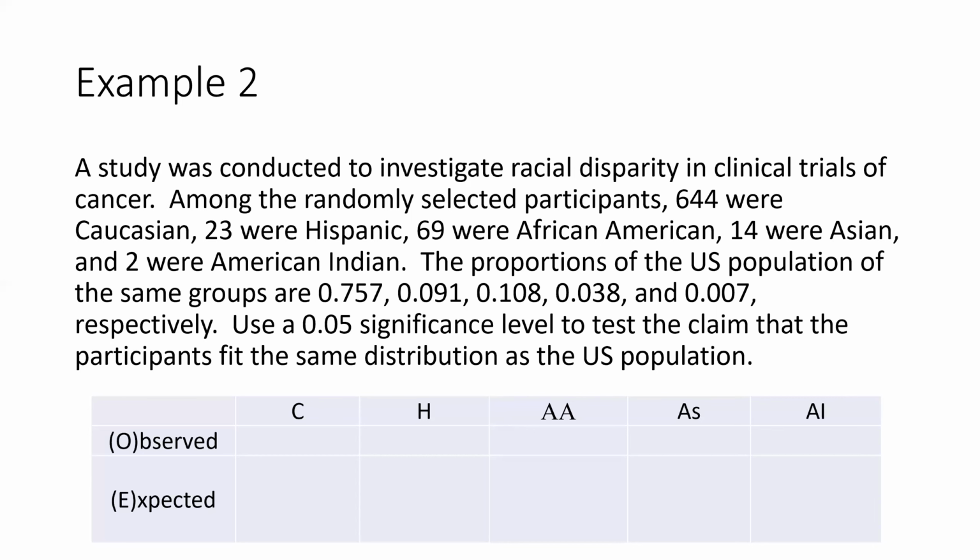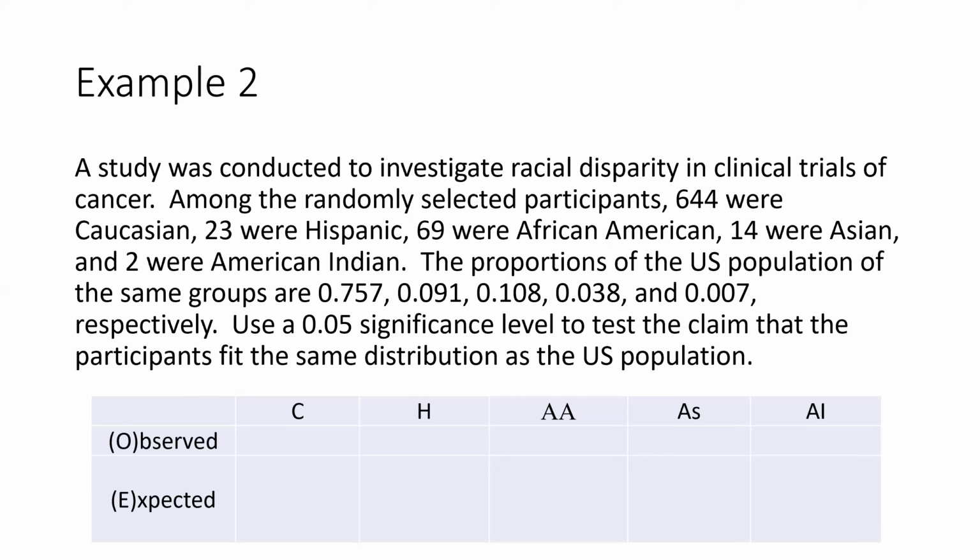Another type of goodness of fit test is when the distribution that we're looking at is not a uniform distribution. So let's consider this example. A study was conducted to investigate racial disparity in clinical trials of cancer. Among the randomly selected participants, 644 were Caucasians, 23 were Hispanic, 69 were African American, 14 were Asian, and 2 were American Indian.